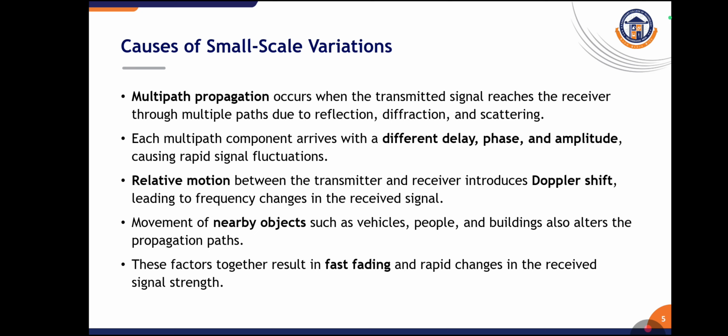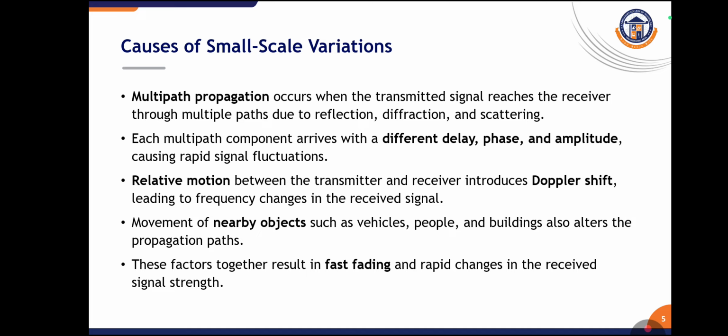Next, the main causes of small scale variations. Multipath propagation occurs when the transmitted signal reaches the receiver through multiple paths due to reflection, diffraction, and scattering. Each multipath component arrives with a different delay, phase, and amplitude, which causes rapid signal fluctuations.